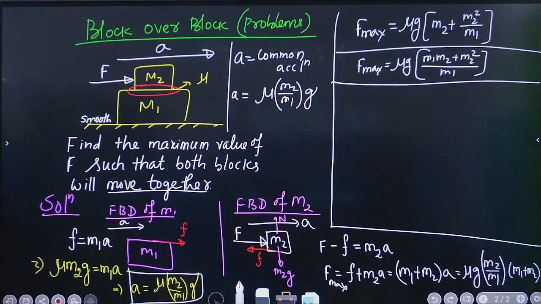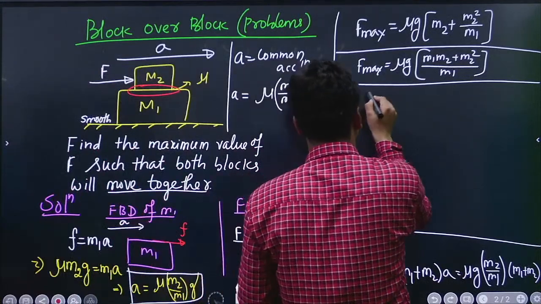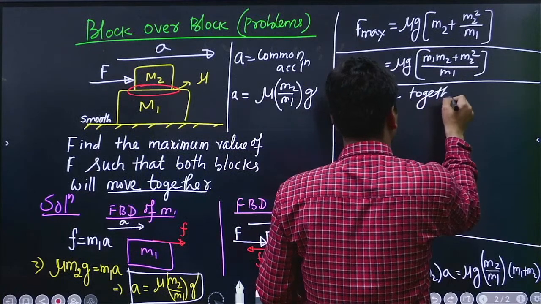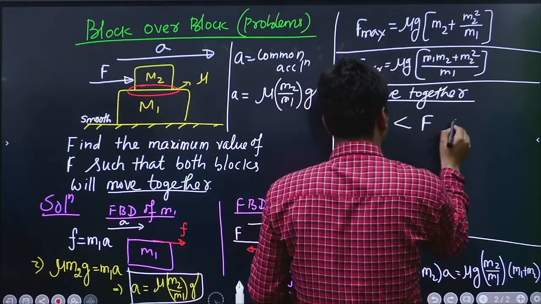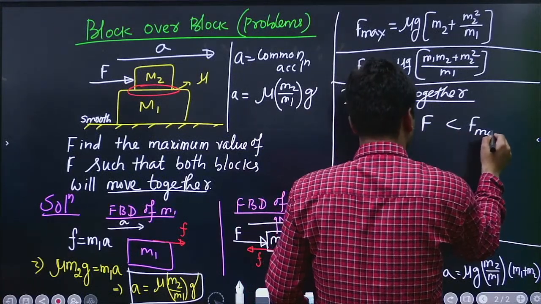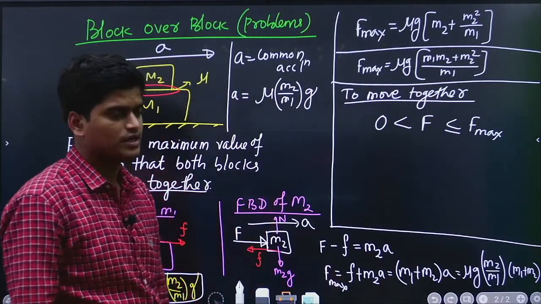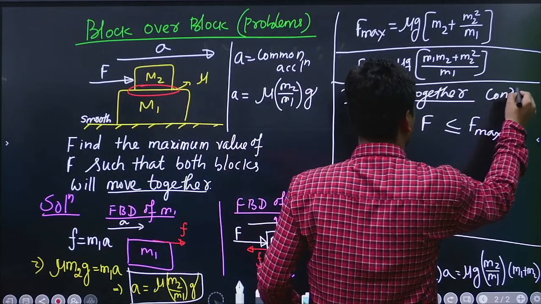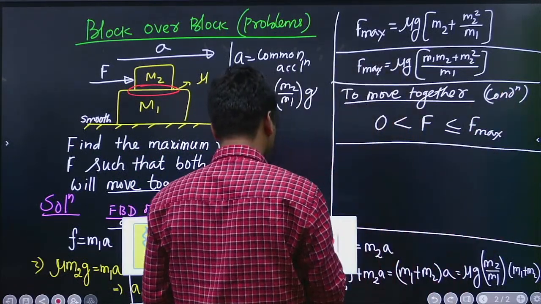The minimum is greater than 0. That means, to move together, what can the total condition be? To move together, your condition is that your force should be greater than 0 and less than or equal to F max. Less than or equal to, okay. So this should be the condition to move together. Okay. This one you must remember.